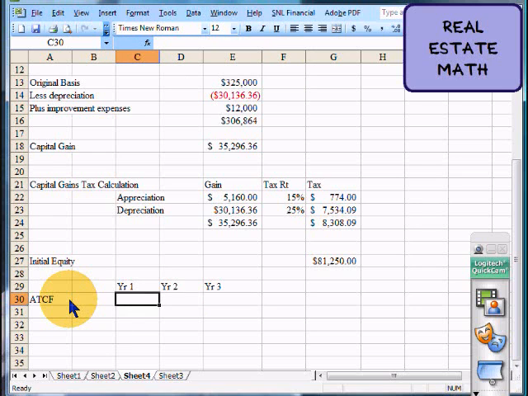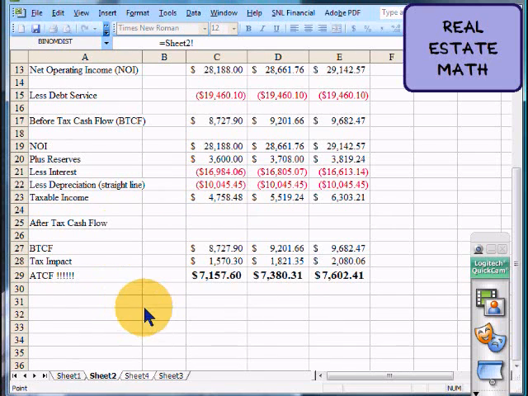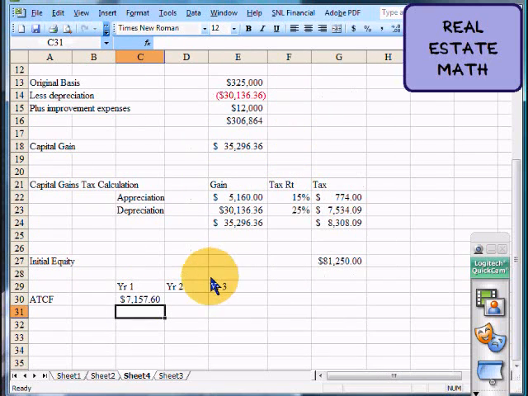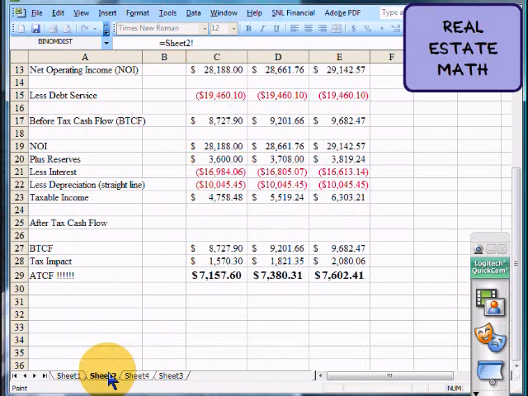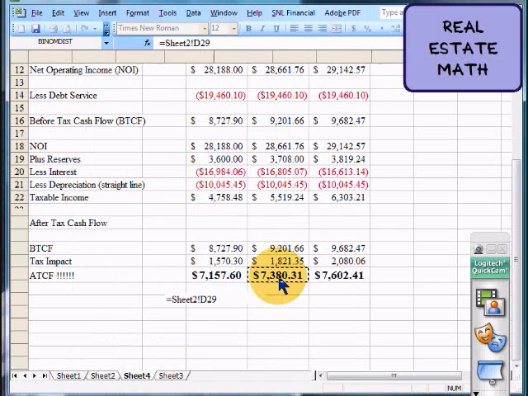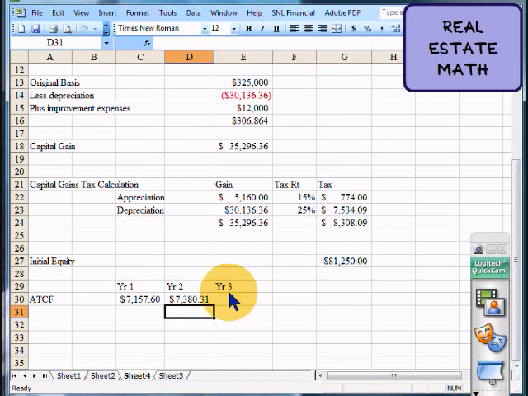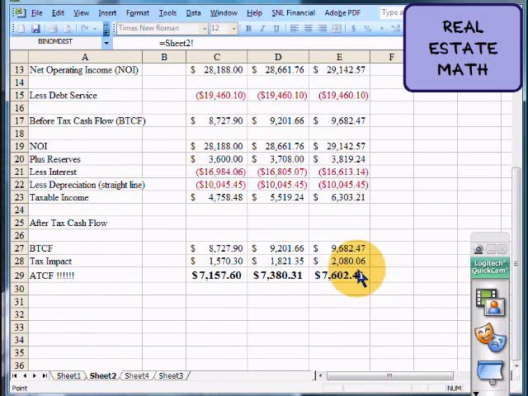So what was our after-tax cash flow in year 1? Well, if we go back here to this sheet, we remember that was $71,576. What was our after-tax cash flow for year 2? If you remember, that was on this tab. We made it nice and bold. Same thing. And our after-tax cash flow for year 3, just from our regular income standpoint, was $76,02.